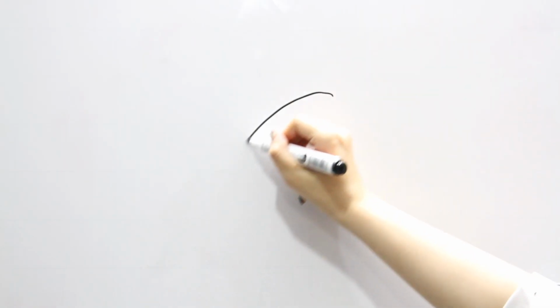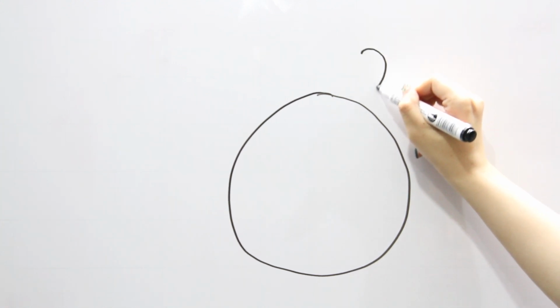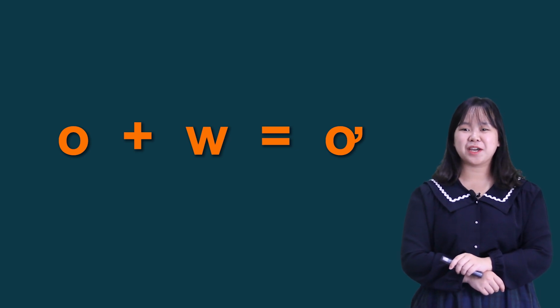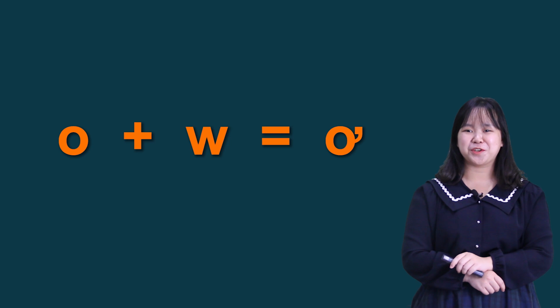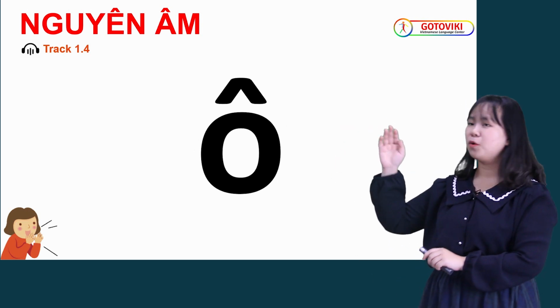To write the letter Ơ, you first write the letter O and then put a small mark here. When typing on cell phone or computer in telex style, you will type O plus W to have Ơ. Okay, and the final one, O.